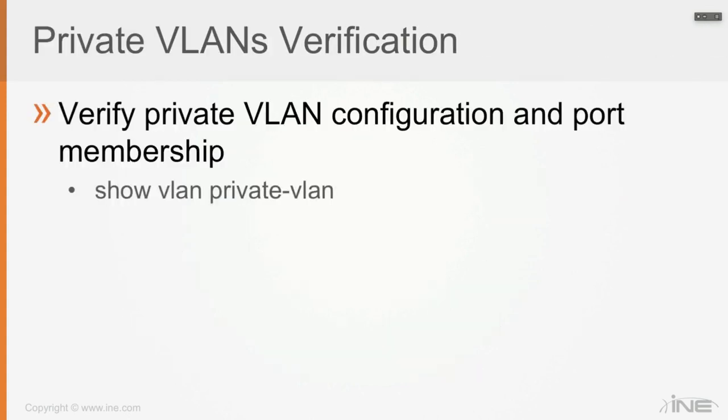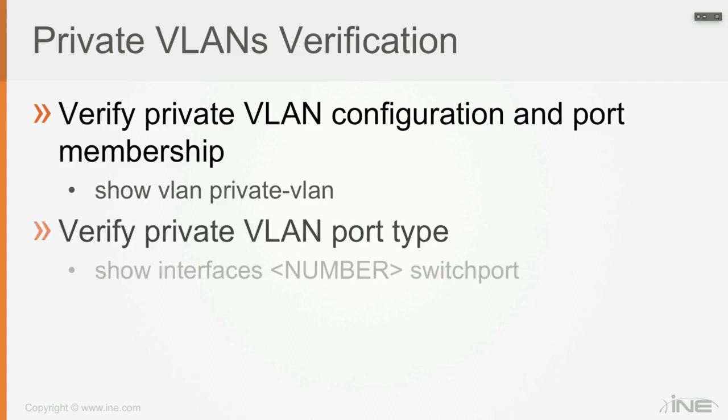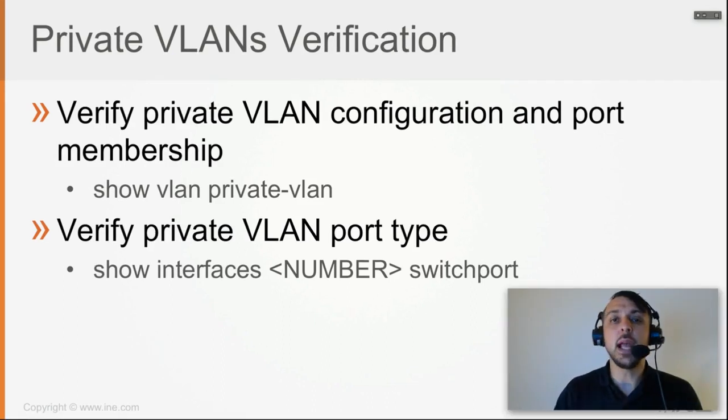Verification wise, we verify private VLAN configuration and port membership with show vlan private-vlan, and we also then verify the private VLAN port type with show interfaces, the interface number, and switchport. Now, because in the DMZ you can have multiple switches, private VLAN configuration may span across multiple switches. That's a valid design and it works.